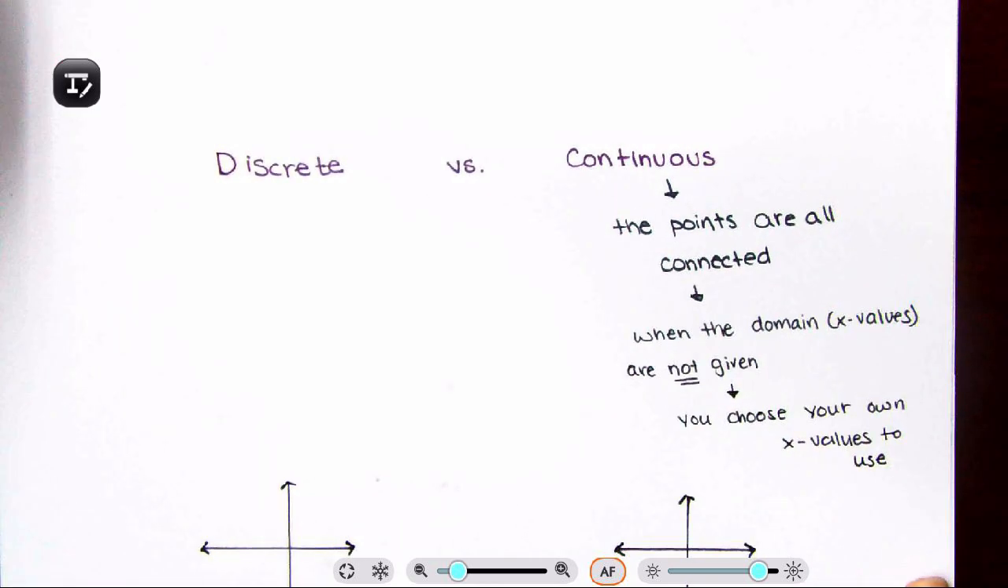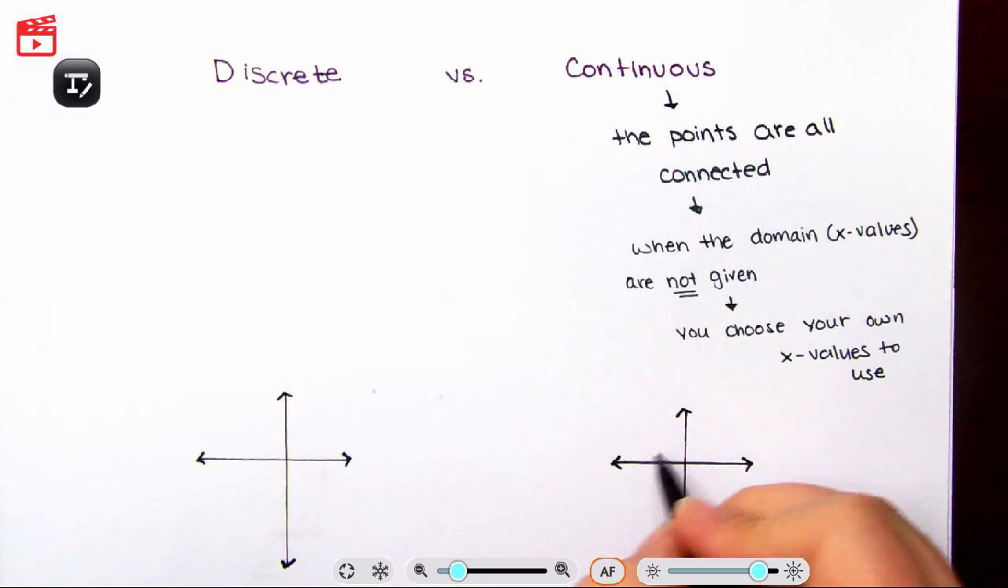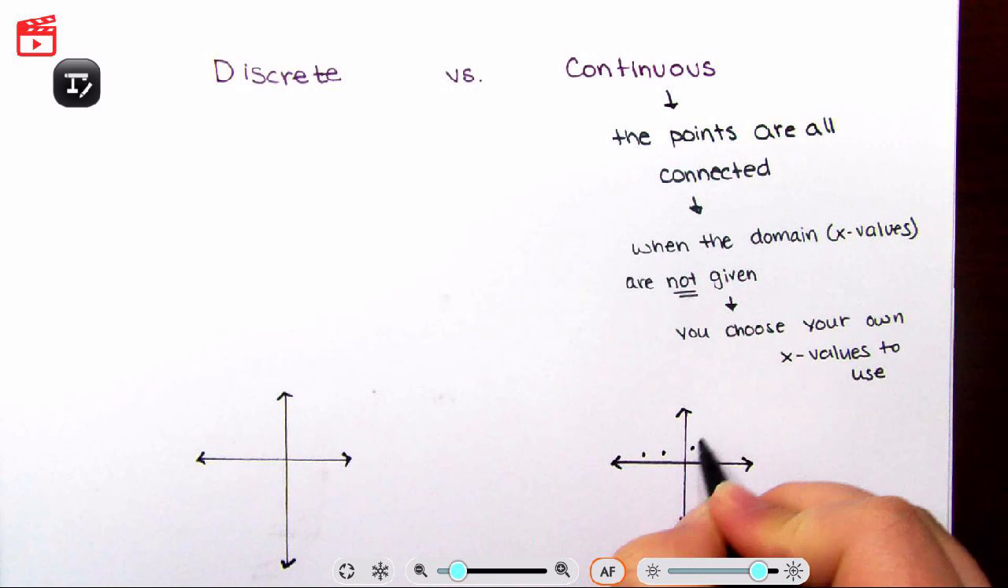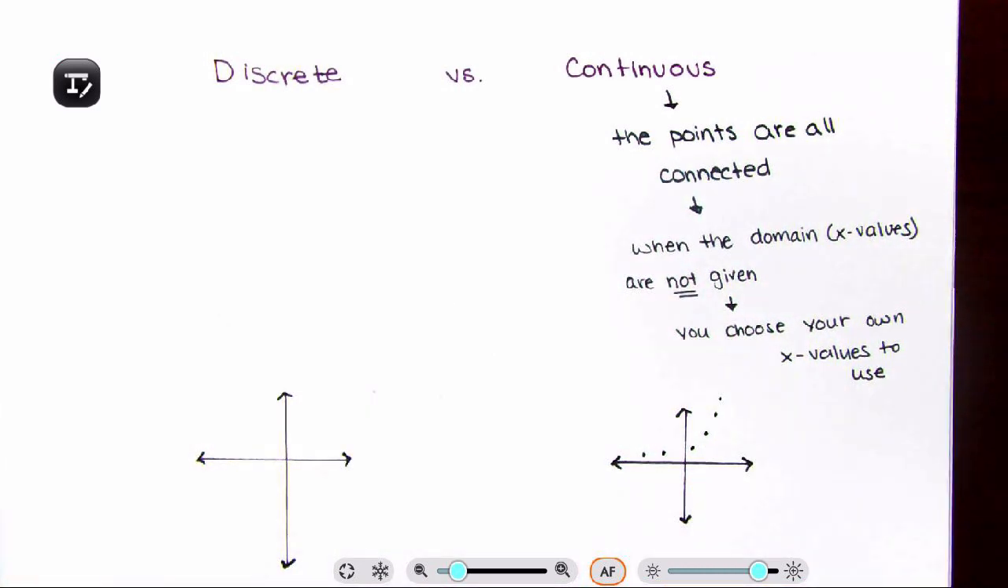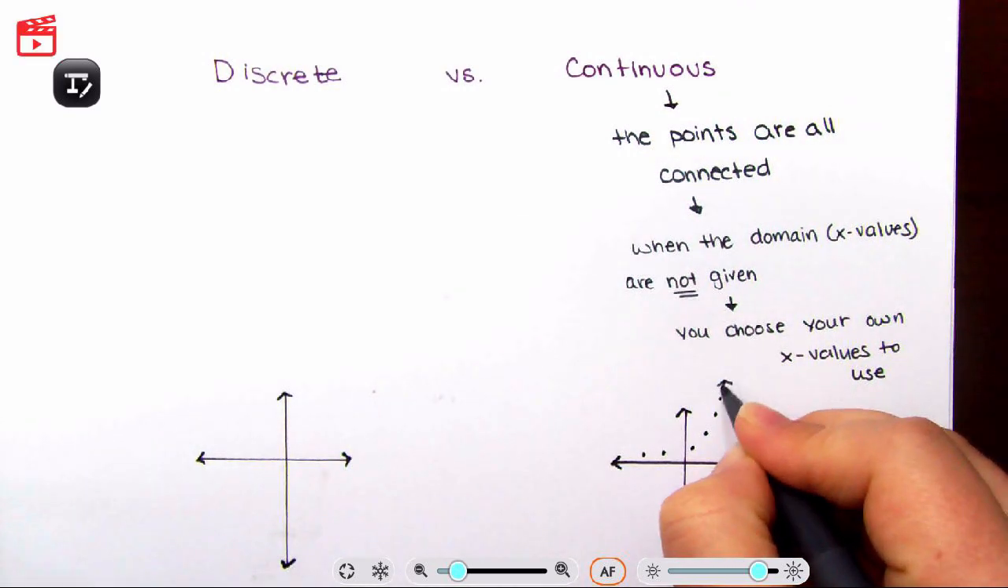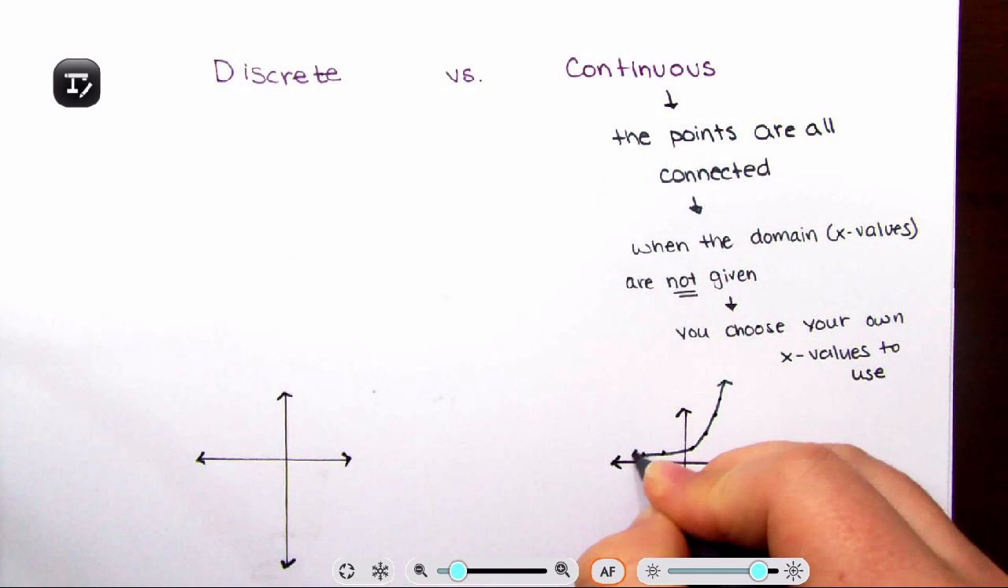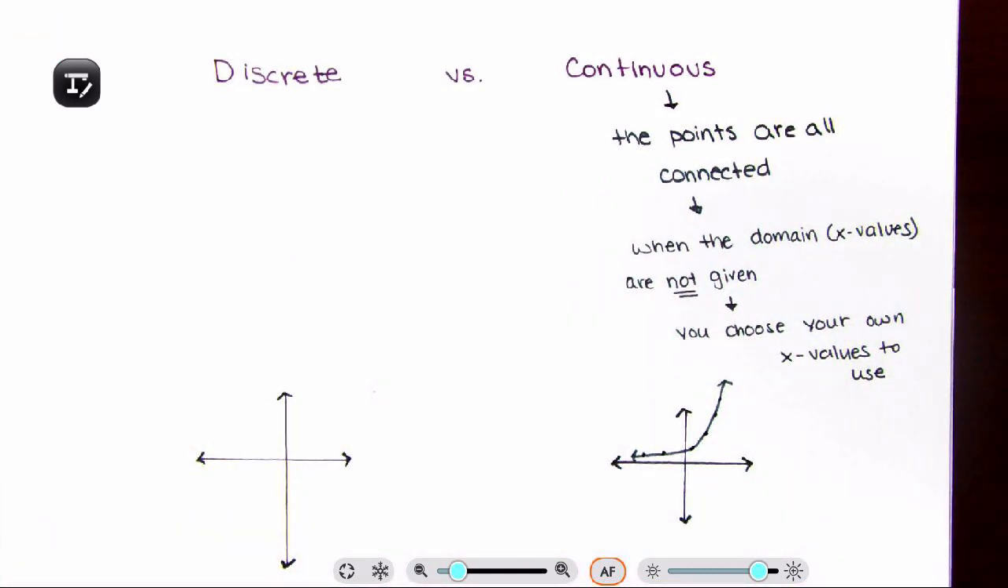For example, let's say I choose something and I get something like this. Those are the values that I chose. Again, you're going to plug them into the equation, but I'm just giving you an example. And you would connect them because it is continuous. You can choose whatever number you want. If you want negative 374.65735, you have that option. I don't recommend that because it's going to make your life challenging, but you have that option. You choose whatever you want, love.